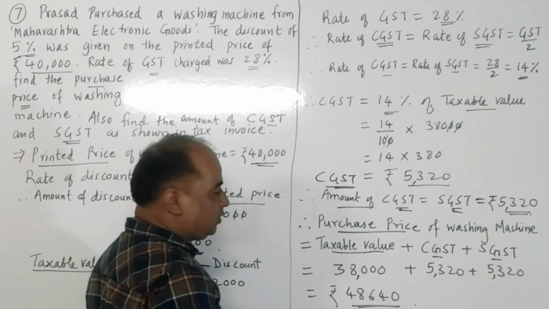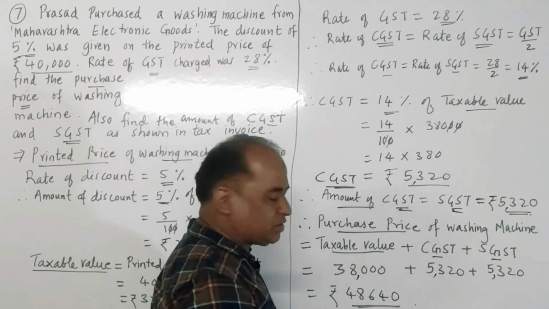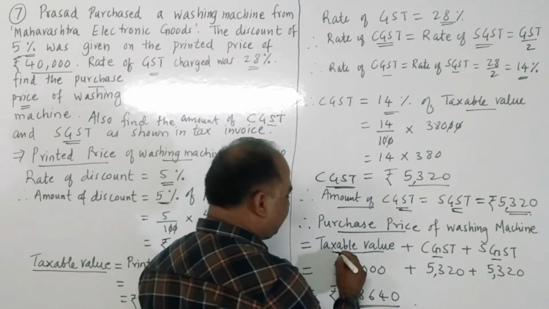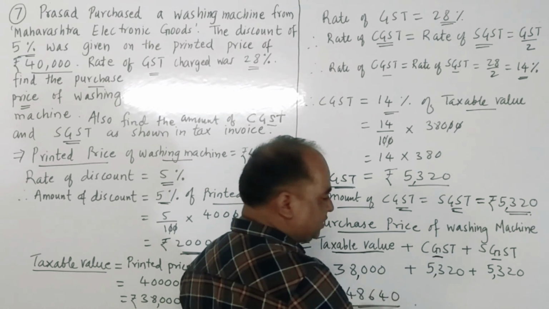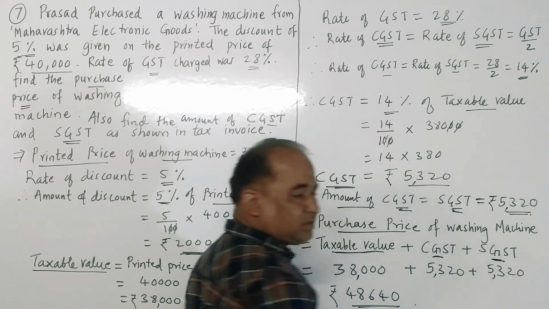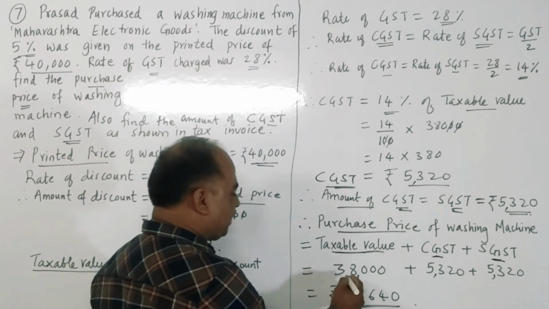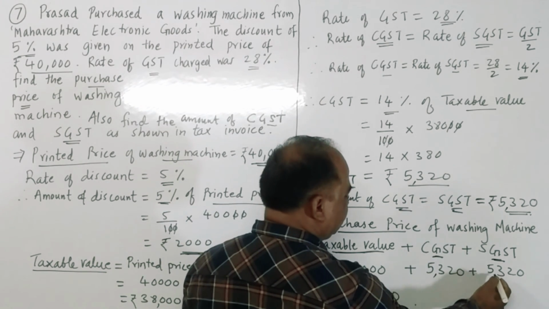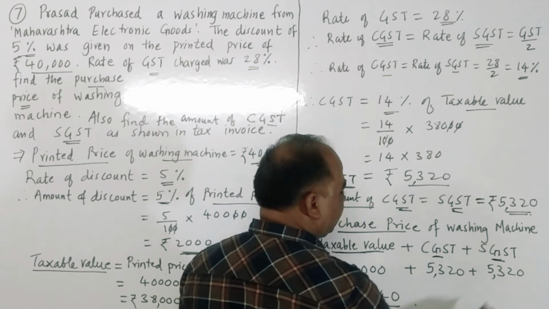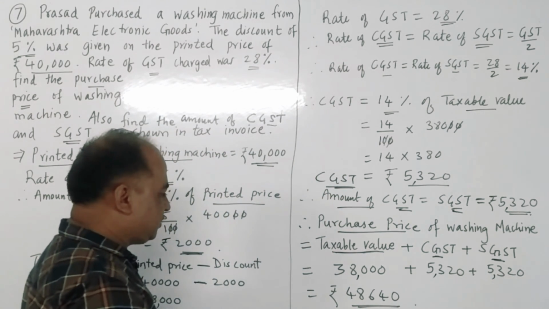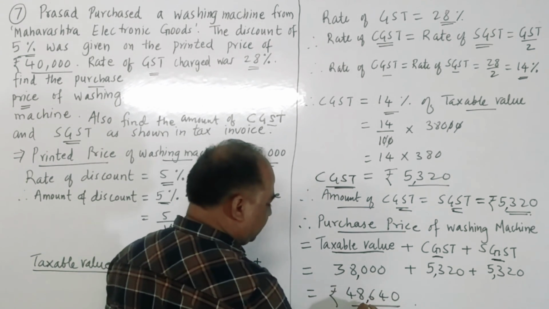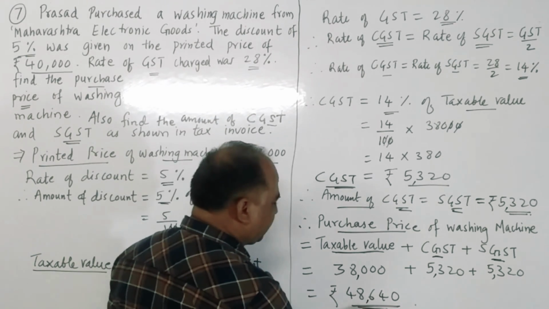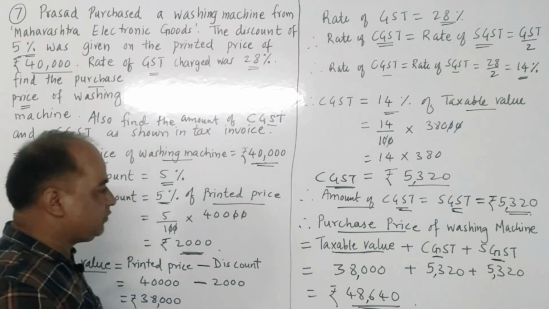So now the purchase price of the washing machine for the customer, the total cost price of the washing machine, will be taxable value plus CGST plus SGST. So taxable value is 38,000 plus 5,320 CGST plus 5,320 SGST. So the total amount will be 48,640 rupees, which is the purchase price of the washing machine for the customer.